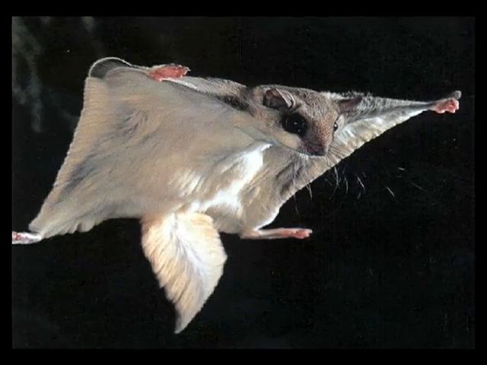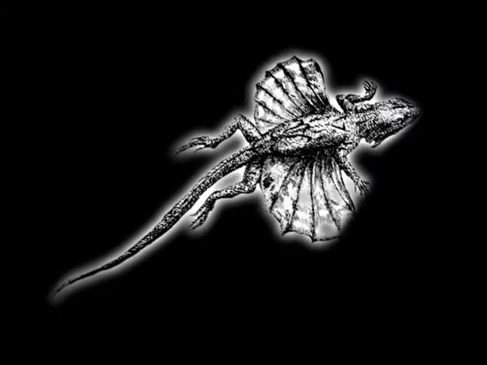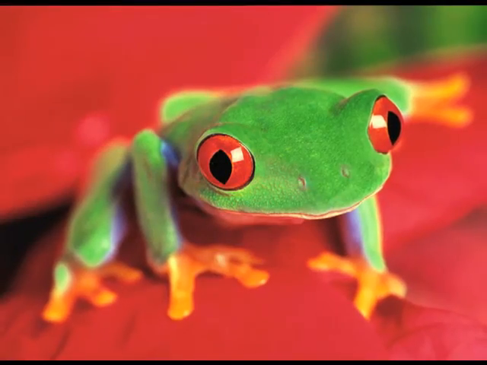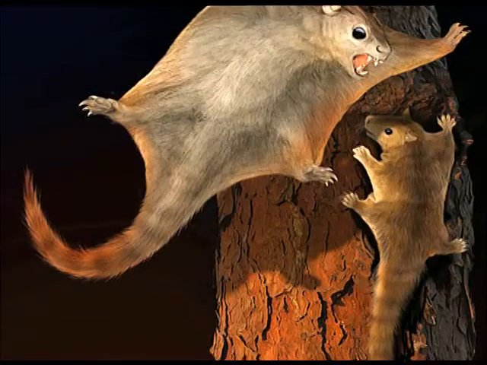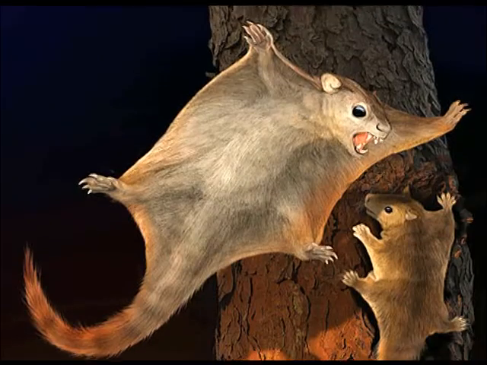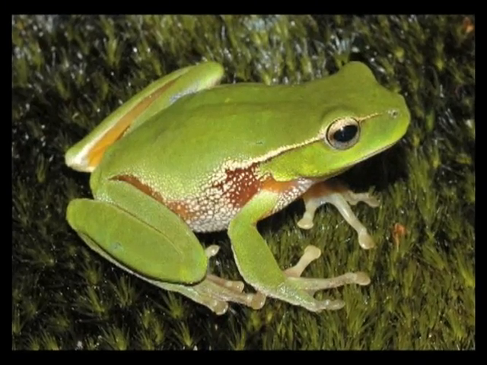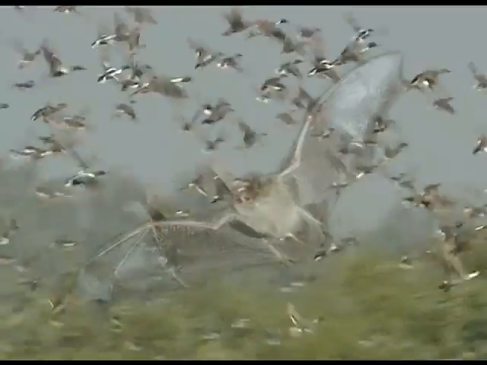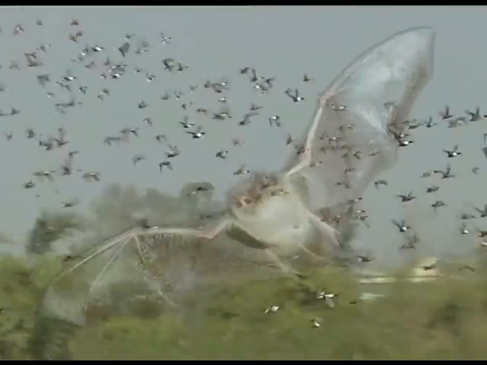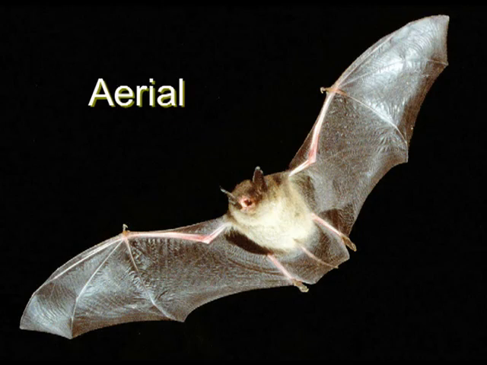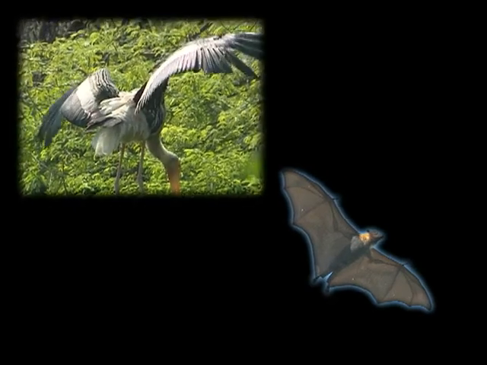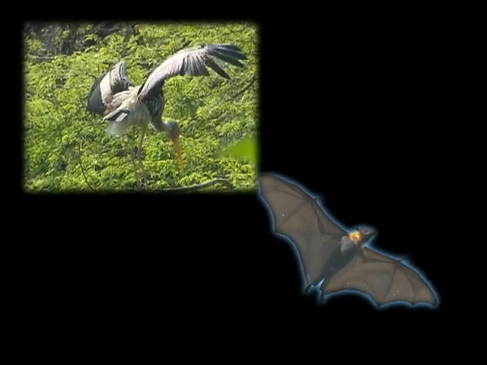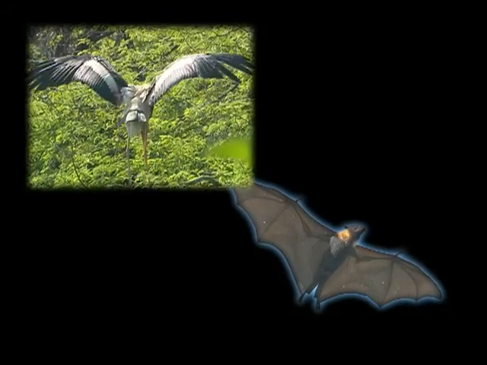Some animals like the flying squirrel, flying lizard and tree frog are adapted to fly or glide in air and also to walk on land. Birds and bats are adapted to fly in air. They have wings to fly in the air. Wings of bird and bat are modified forelimbs.